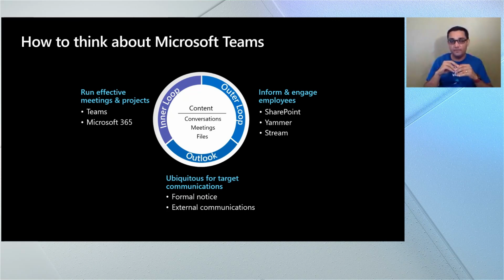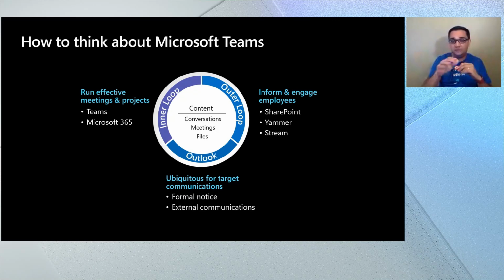These are outer loop communication and collaboration scenarios, and these are very well handled by SharePoint, Yammer, and Stream. Now think about scenarios where you need to reach someone in another company. You don't know what software they're using, and so email works great for that. Outlook is great for this ubiquitous formal communication that has to work regardless of what the other person is using. Teams is great for your inner loop.